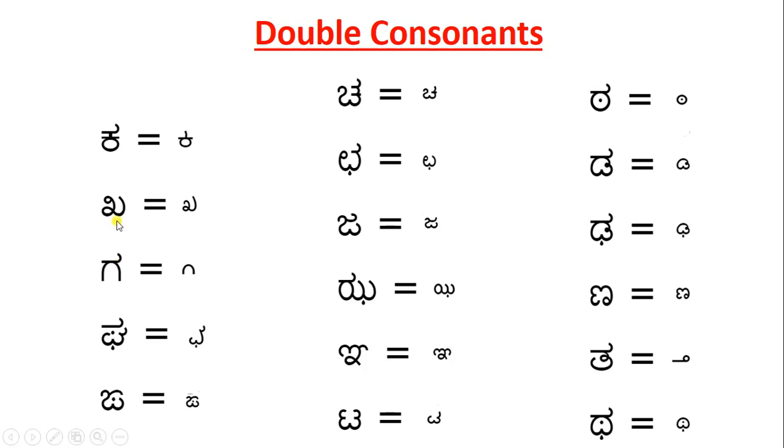And few of the double consonants look like the first or main consonant. For example, this and this look the same. This and this look the same. This and this look the same. This and this look the same, and so on. And there are very few which do not look like the main consonant at all. For example, this and this. See, this and this do not resemble at all, right?